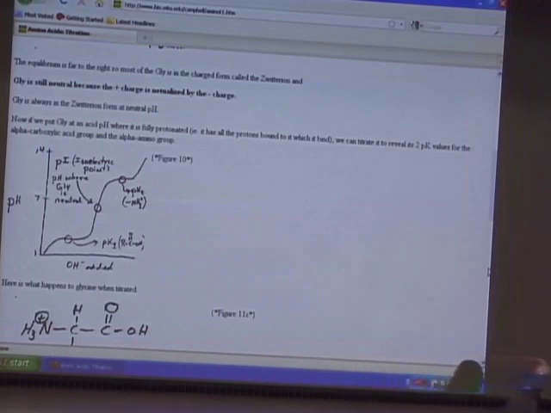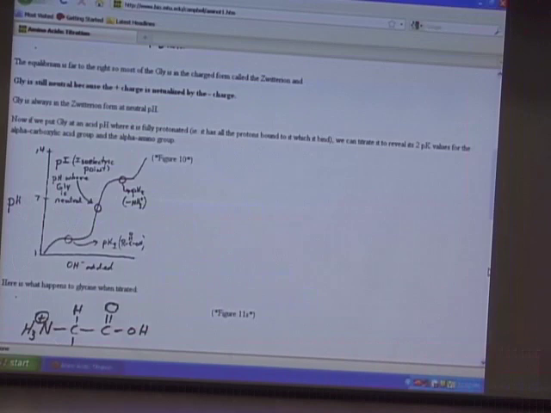Well, how would you know that? It turns out to be fairly straightforward, but most people want to make a harder problem of it than it really is. Let's think about glycine. Glycine has an alpha amino and an alpha carboxyl. If we look at the charge on glycine, we see it's right here. We put all the protons on.